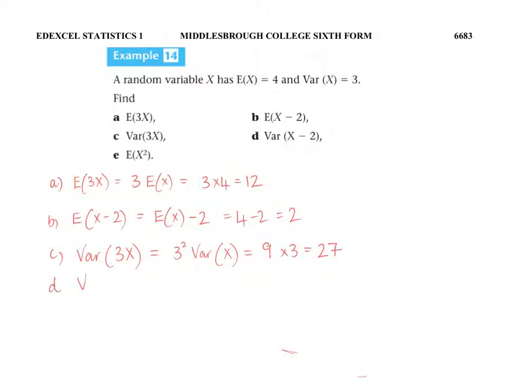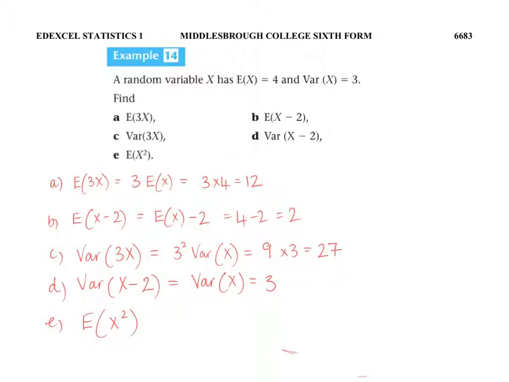For part D, watch out for trick questions like this. It's the variance of x minus 2. And by subtracting a number, it doesn't actually change the variance, so it's just the same as the variance of x. So that is equal to 3. And then on the last one, we want E of x squared.